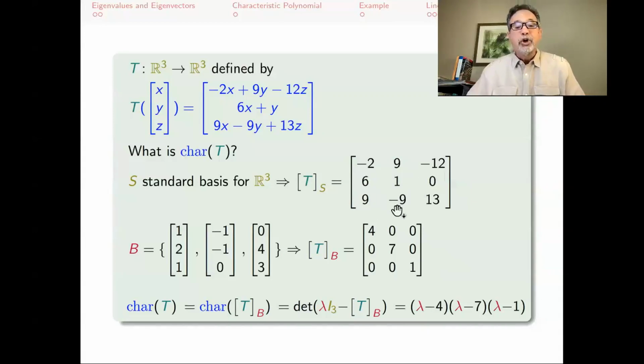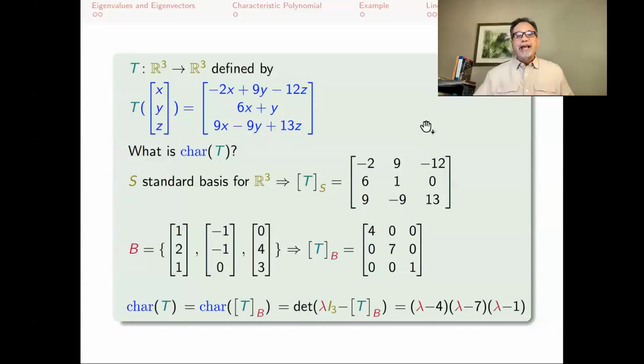That, by the way, is also the characteristic polynomial of this matrix of T with respect to S. So that linear transformation, this top matrix and this bottom matrix all have the same characteristic polynomial. It's lambda minus 4 times lambda minus 7 times lambda minus 1. And 1, 4, and 7, the roots of this polynomial, are the eigenvalues for all three things: this linear transformation, this linear operator, as well as these two different matrices.